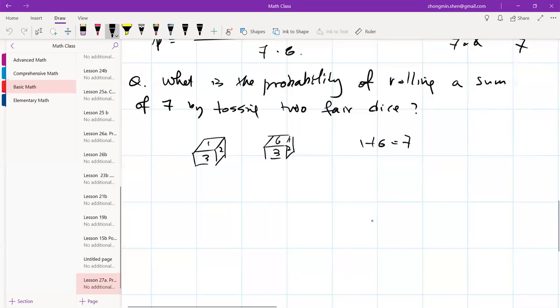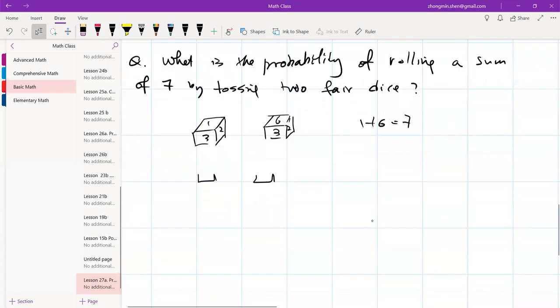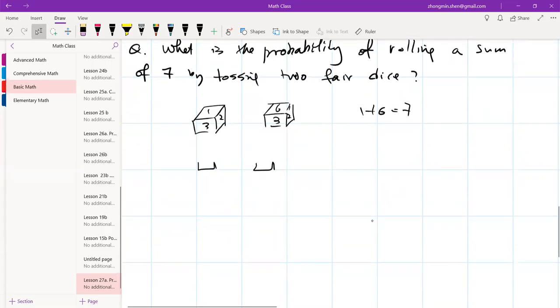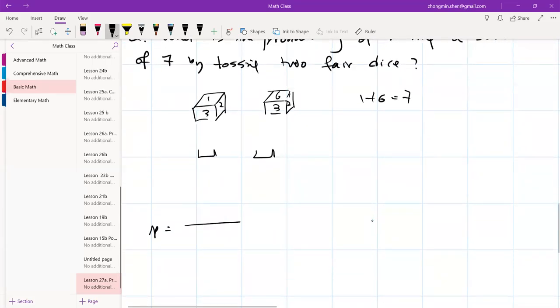Okay. So you basically are going to pick two numbers out of the digits from 1 to 6, twice. So you record the two numbers, the first number, second number. And we want to make sure the sum of those two digits will be 7. So the denominator will be, how many choices for the first one? 6. How many choices for the second one? 6. The total is 36.